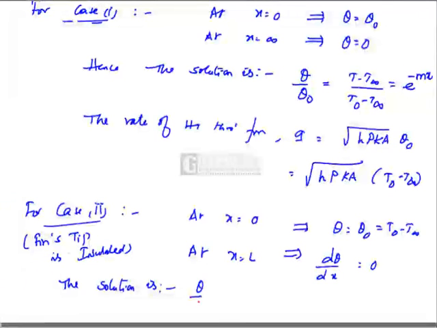In such case, the solution is theta by theta naught is equal to cosh m into L minus x divided by cosh mL. Here please note that cosh means hyperbolic cos. So we got the solution to calculate temperature at any x for this case 2 also.